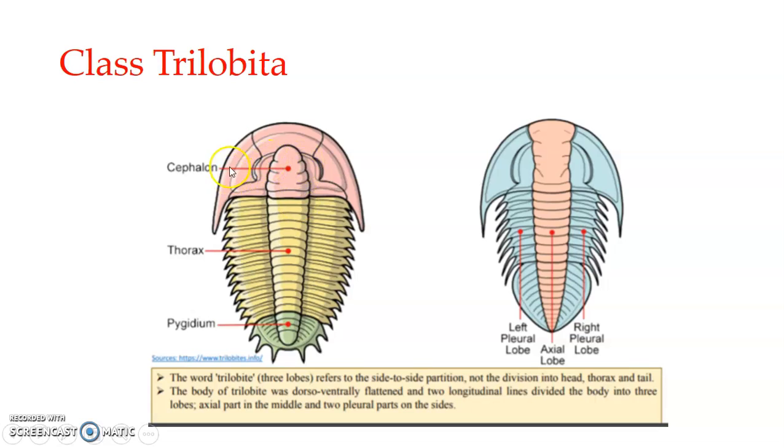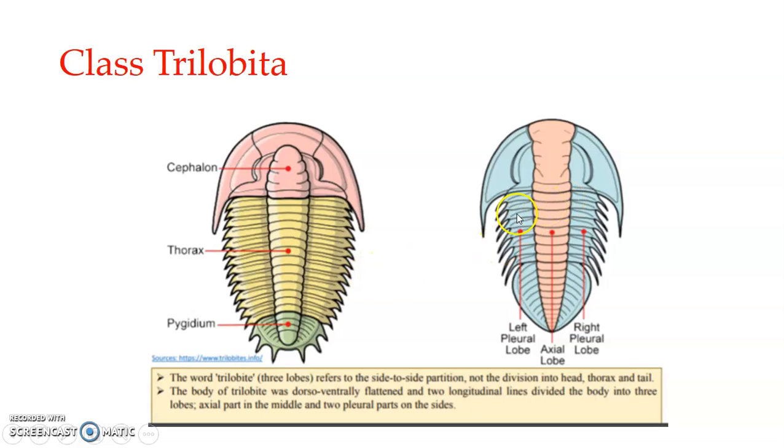The cephalon is otherwise referred to as the head shield, and the thorax and the pygidium together we call the tail shield. The cephalon, thorax and pygidium are all divided further into segments. You can see over here, they are further divided into segments, and in most of the body segments, we can see biramous appendages supporting them for locomotion.